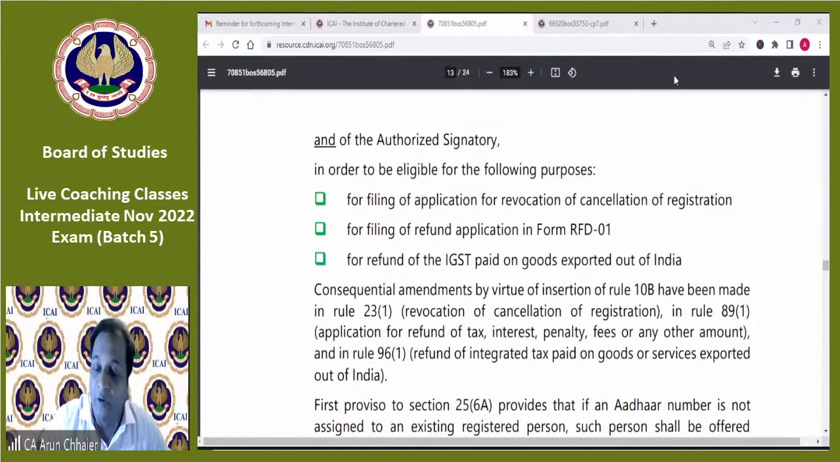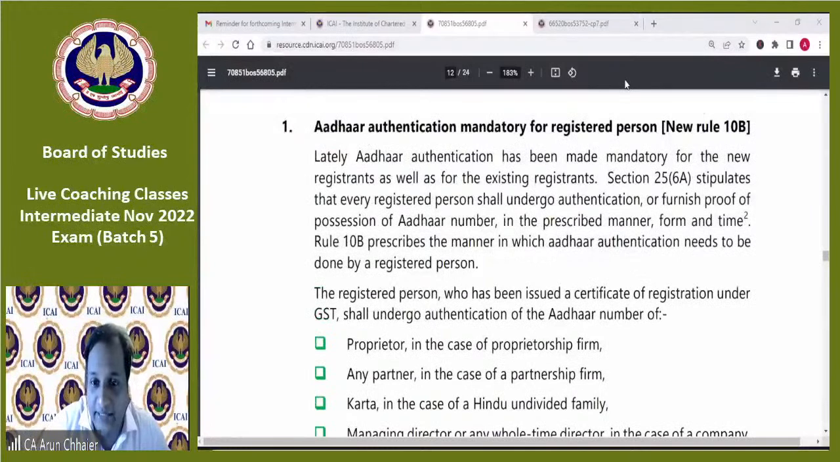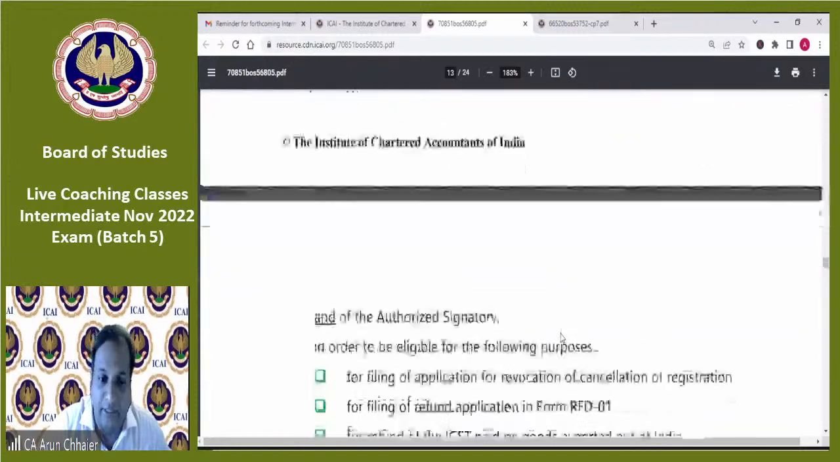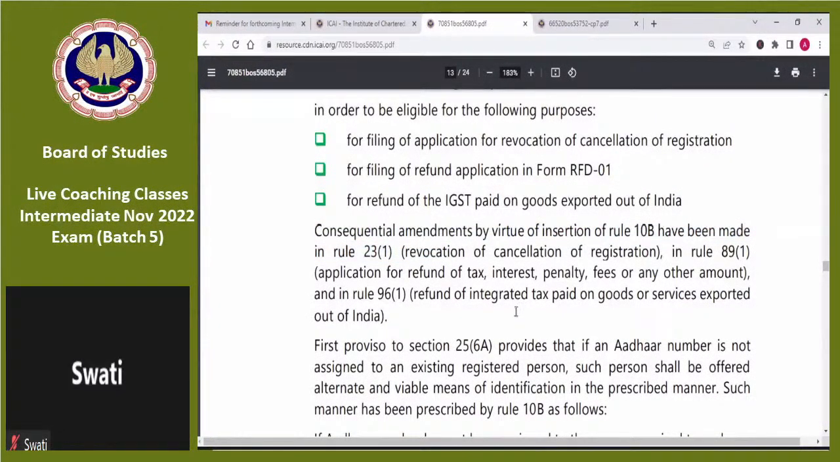So the point is, what is rule 10B? Rule 10B talks about, according to section 25(6)(a), that every registered person shall undergo Aadhaar authentication or furnish the proof of the Aadhaar number in the specified manner. In case of proprietorship, the proprietor; any partner, karta, managing director, any member of the managing committee, or trustee in the board of trustees in case of a trust. Consequently, amendment by virtue of the insertion of 10B has been made in Rule 23(1) refund provisions.